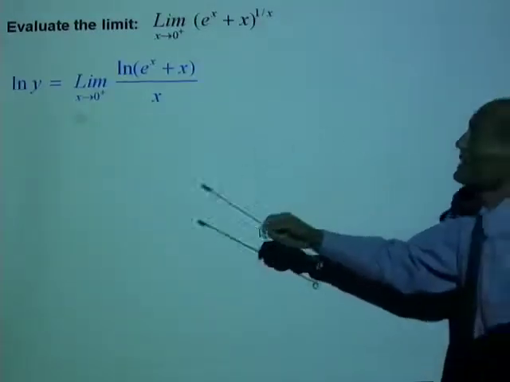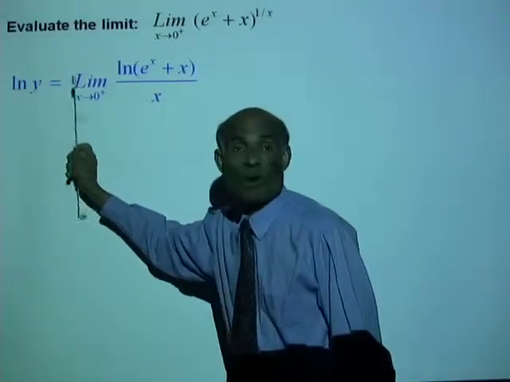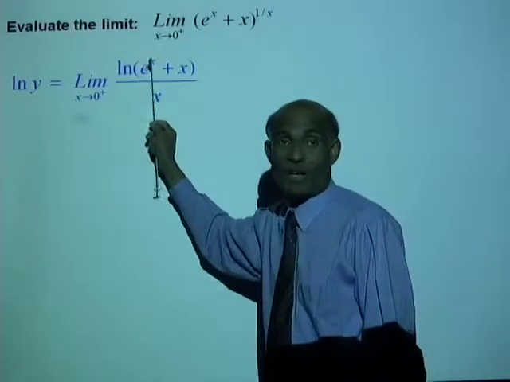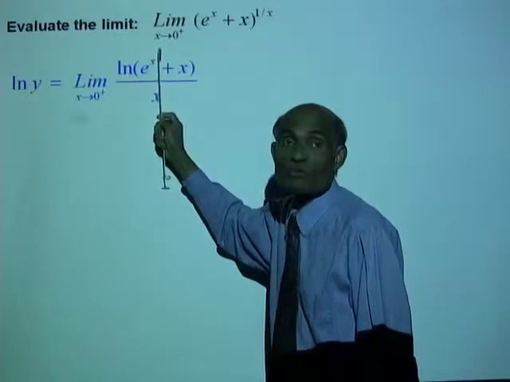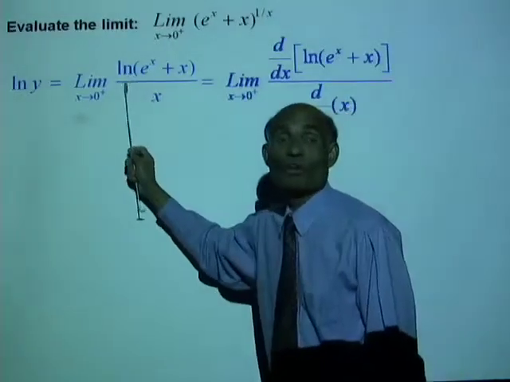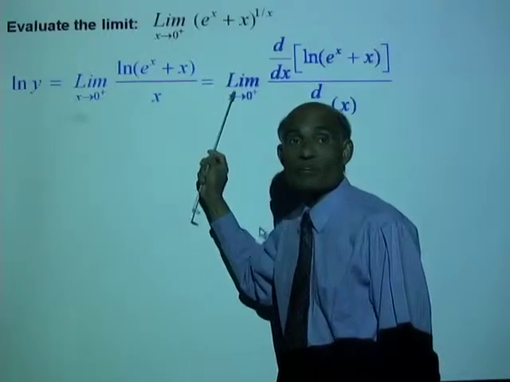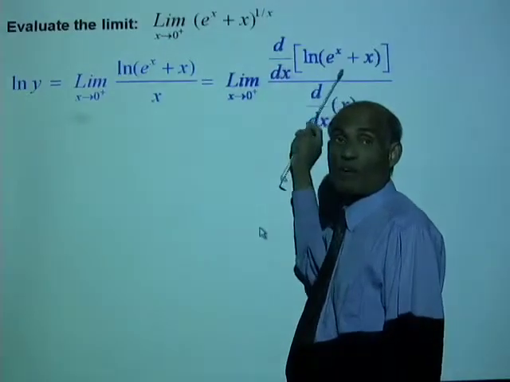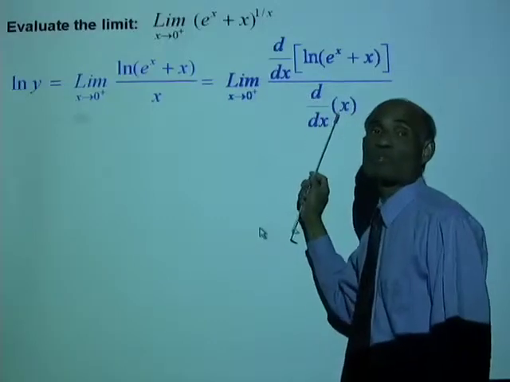And so, let's do that. Now, this is what we have. Our left-hand side is ln y. We are not going to touch it. We're going to leave it there. The right-hand side is this. And we just said when x is replaced by 0, this will be of the form 0 over 0. And therefore, we can use L'Hopital's rule. This will be the same as the limit as x approaches 0 of the derivative with respect to x of ln (e to the power of x plus x) divided by the derivative of x.